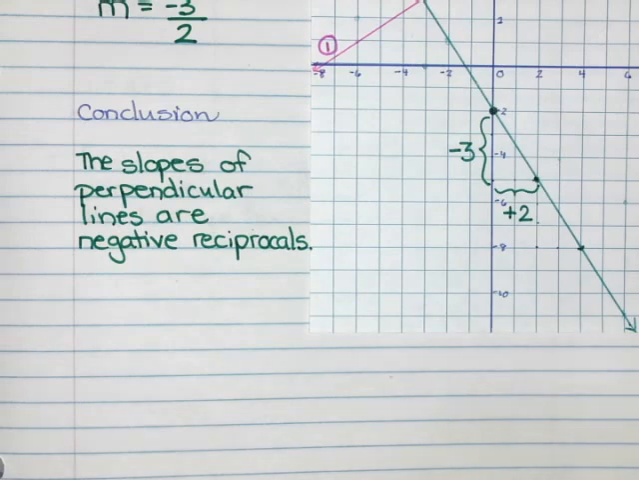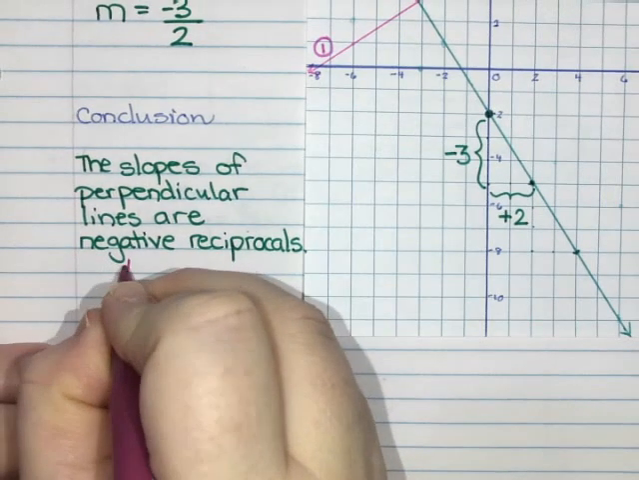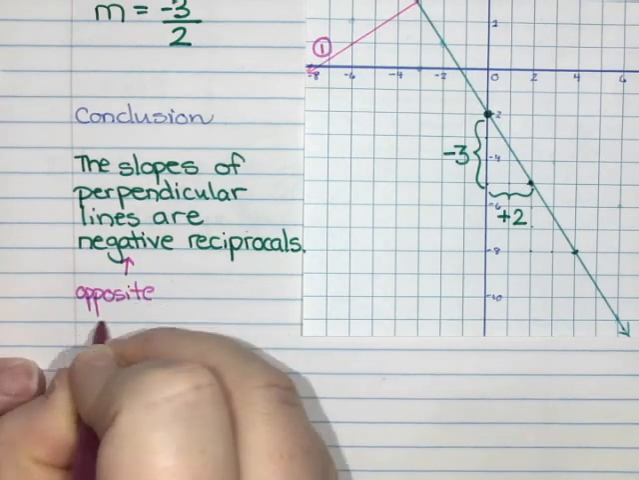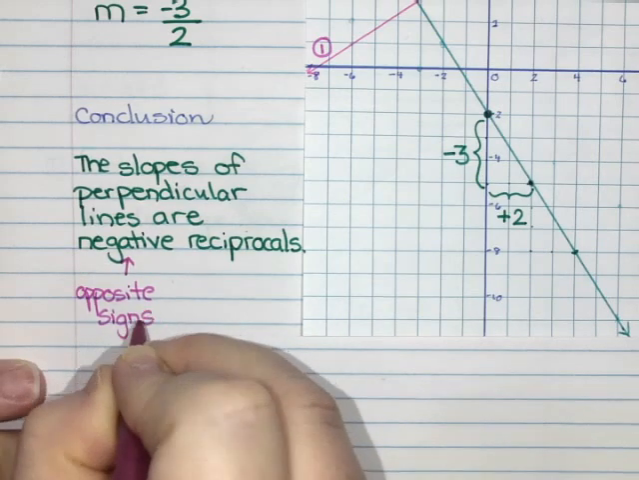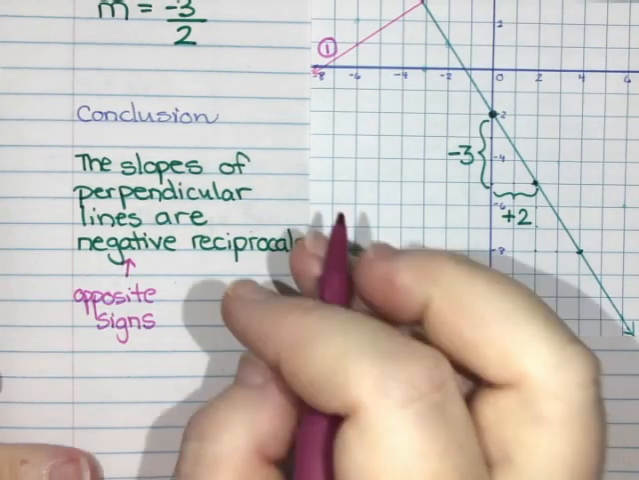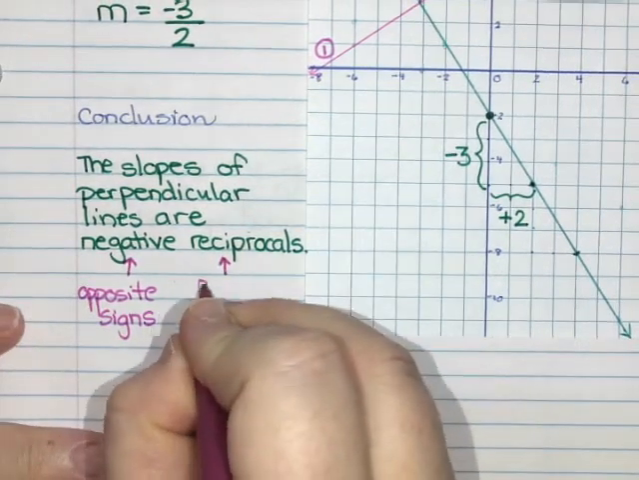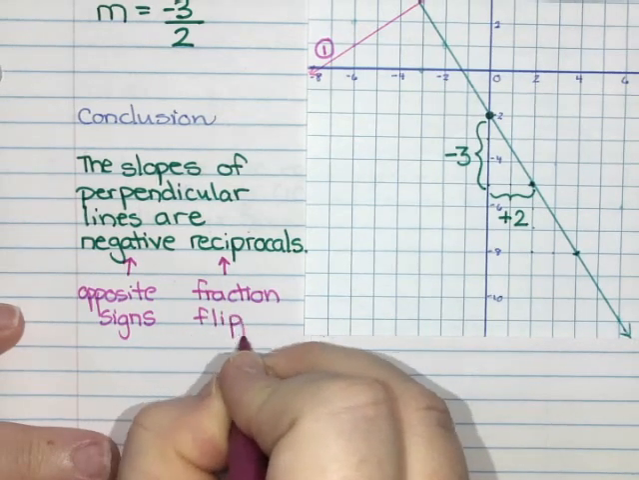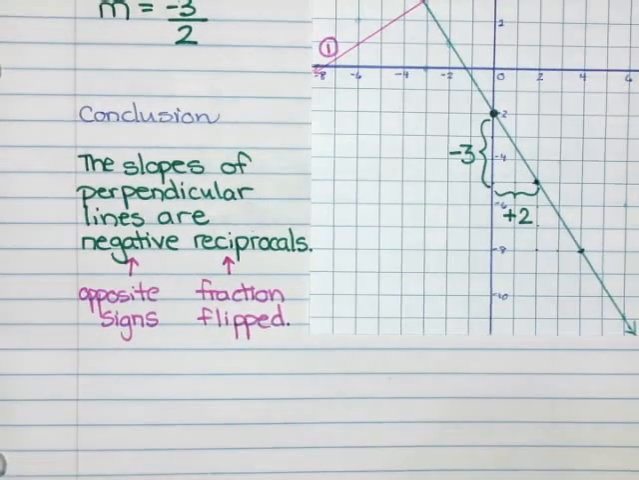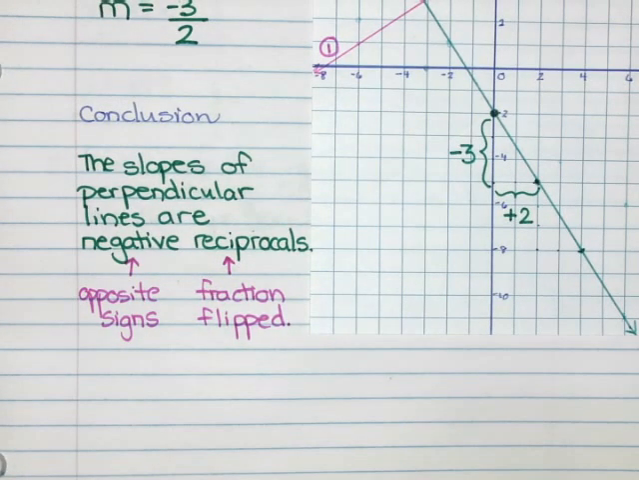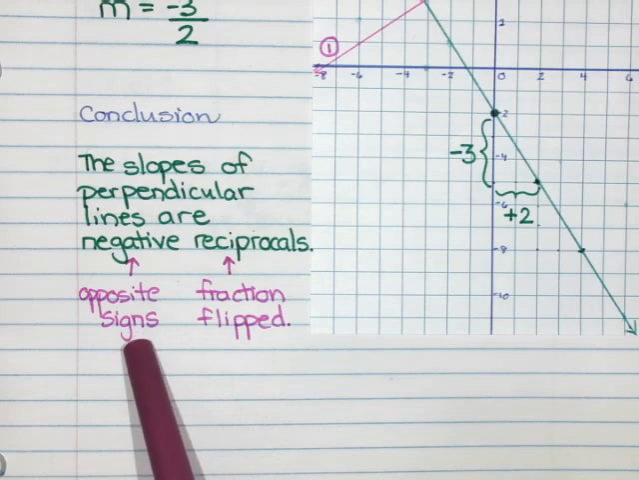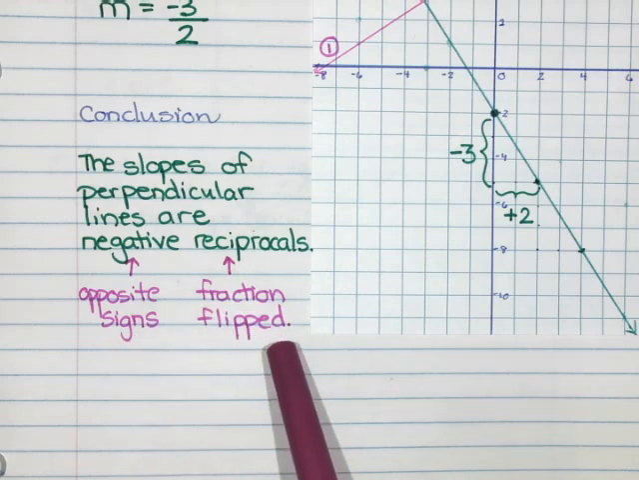Now, what does that mean? The negative part means that they have opposite signs. So one should be positive and one should be negative. And then the reciprocal part means that the fraction is flipped. So when two lines are parallel, they have the same slope, but when two lines are perpendicular, they have slopes that are negative reciprocals. So the two slopes, one is going to be positive, one's going to be negative, and the fractions should be flipped.